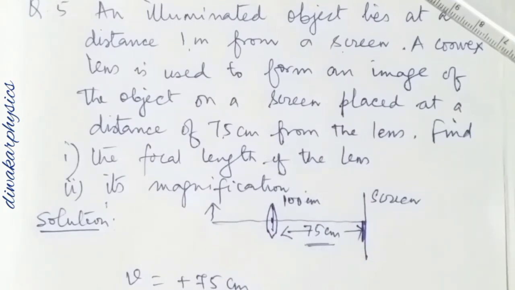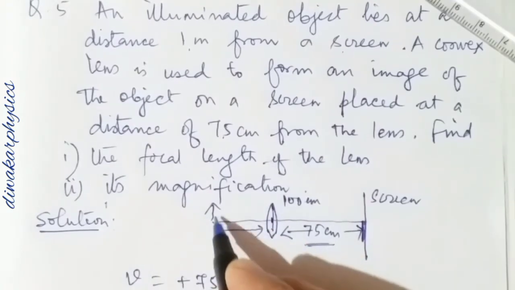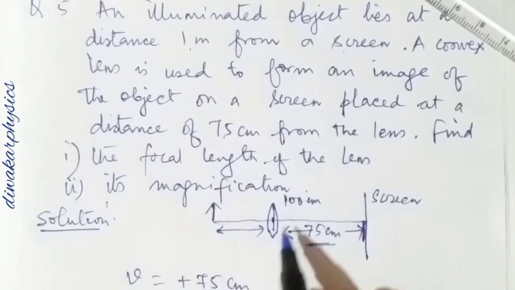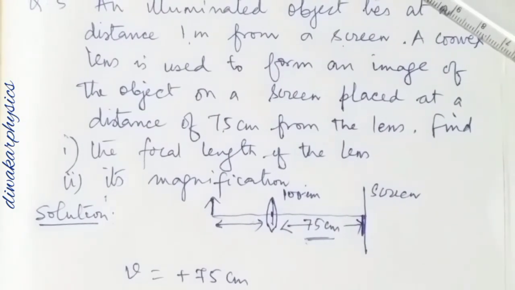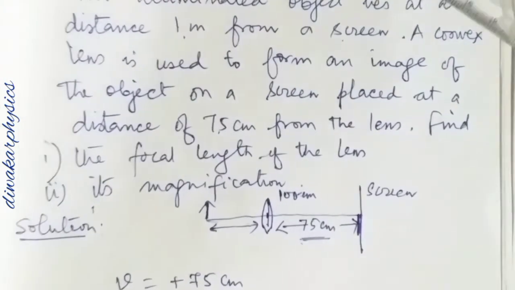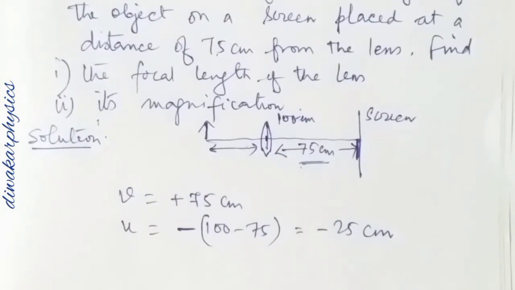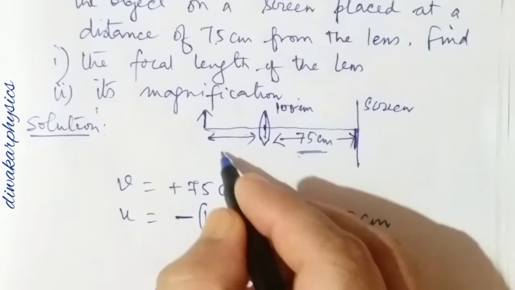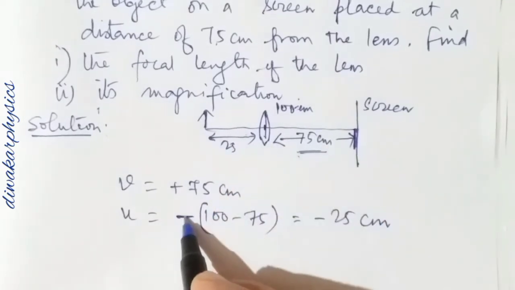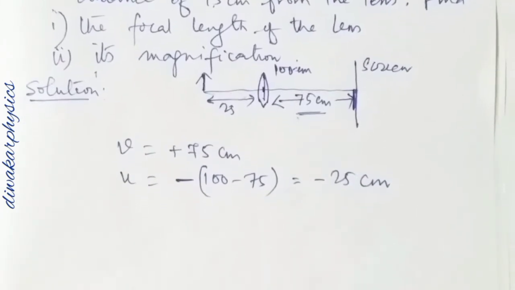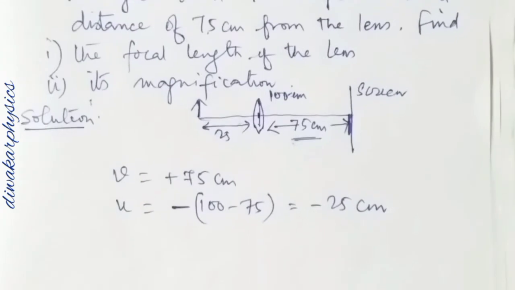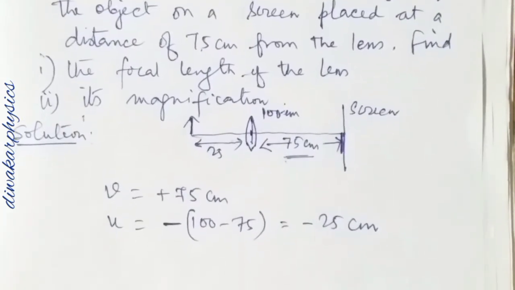And what will be u? How much is this distance from the lens? The distance of the object from the lens. So 100 minus 75, but minus, because the object distance is always negative. So minus 25 centimeter. This one is 25 centimeter. Please take it negative, because the object distance is always negative. Okay, this much only is given.